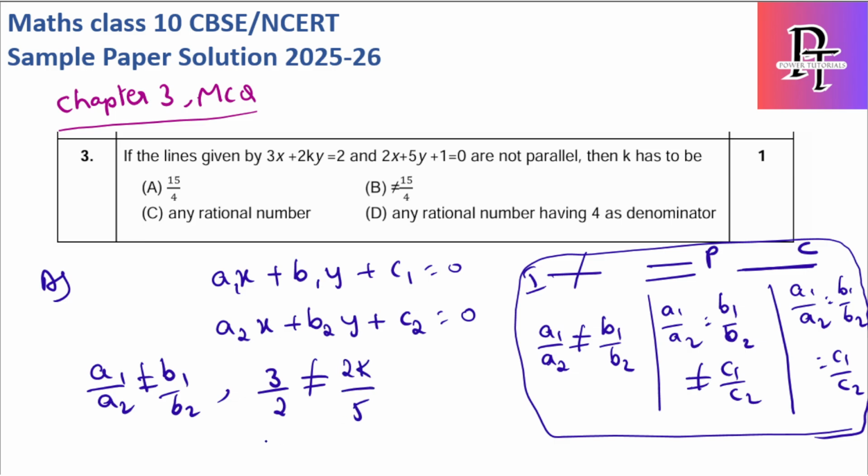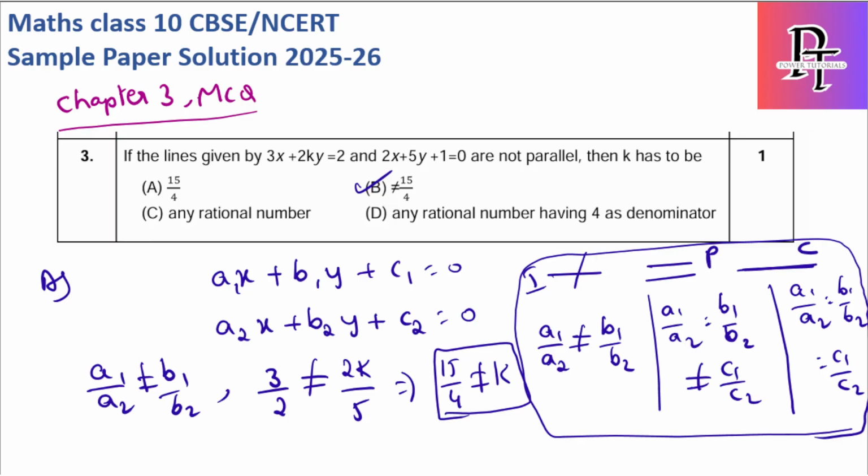2k, 5. So if I move 5 to the other side, I will get 15 by 4 is not equal to k, or k not equal to 15 by 4. K has to be not equal to 15 by 4. Okay, so this is one more question, but the concept is important because this type of question will definitely come for 2 marks or 3 marks also. Intersecting, parallel and coincident.